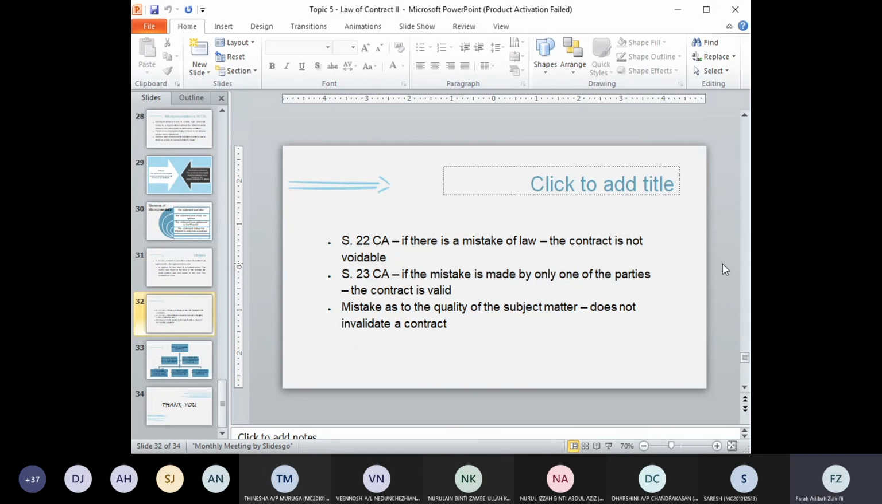Another point is if the mistake is on the quality of the subject matter. There is a car. The car is usable, but the car is very old. The car is very problematic. That does not invalidate the contract.